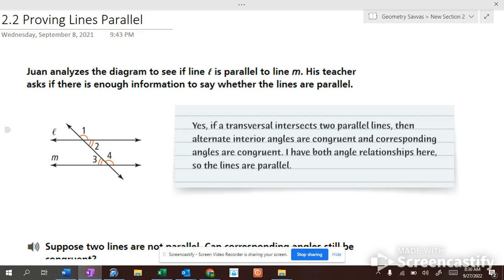If we know that corresponding angles are congruent, or alternate interior angles are congruent, or alternate exterior angles are congruent, then the lines have to be parallel. Okay, if we know that in advance, then the lines have to be parallel.